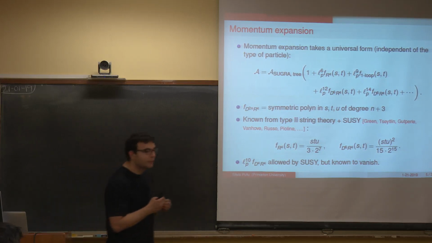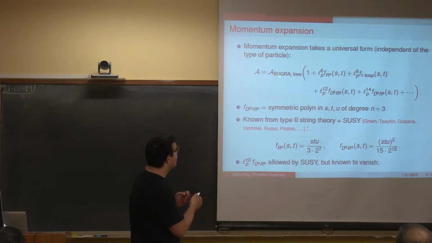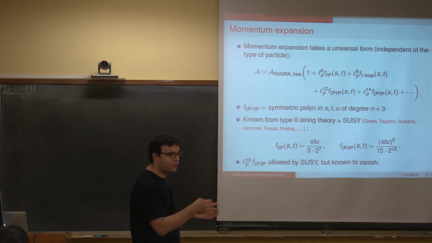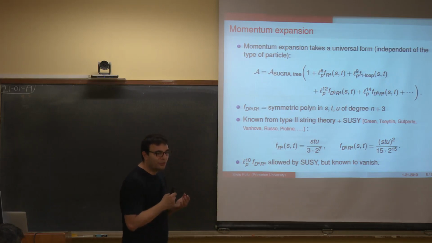Yes? Even though the Einstein term is not symmetric in S, T and U, the corrections are all symmetric in S, T and U. Yeah, but I mean, it's whatever multiplies this thing. So the corrections are also not going to be symmetric in the same way as the Einstein-Hilbert term. So the correction factors are all symmetric. Yes, that's right. So why? It's a consequence of supersymmetry.